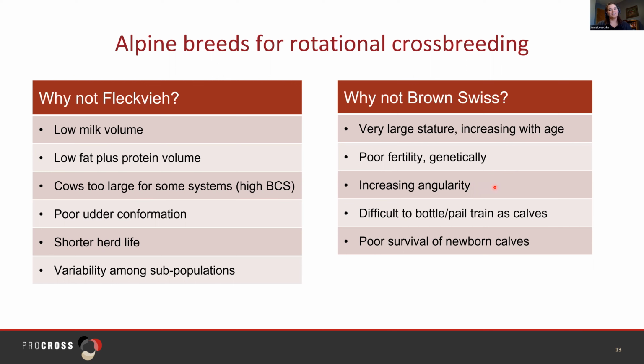Increasing angularity due to their selection among type and show traits is also a problem because it affects their health and fertility. And then we have these other more nuisance problems. This breed has been proven to be difficult to bottle and pail train as young calves, and that creates this problem of poor survival of those newborn calves.